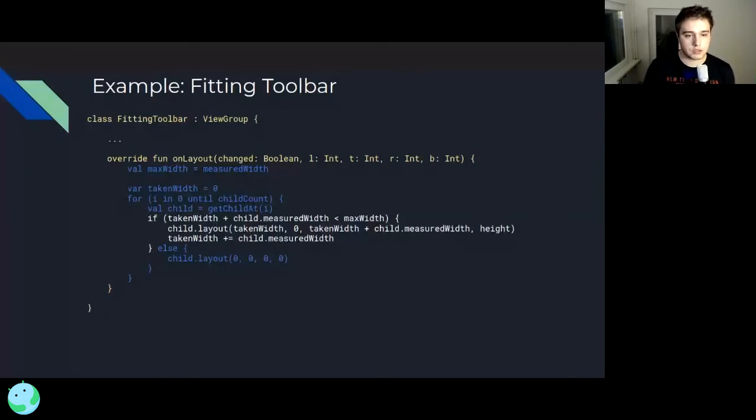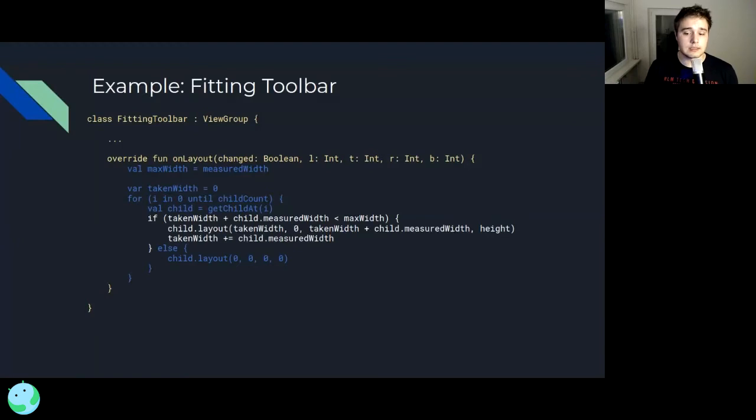We just call child.layout. And these parameters in the .layout call are left, top, right, and bottom relative to the parent. So we're going to put it to the taken width, which will be the left portion, how much is already taken. Top will be zero. Right will be taken width plus the child's measured width. And the bottom will be the height of the toolbar. And finally, we will increment the taken width. So we know we added this view and then we increment.